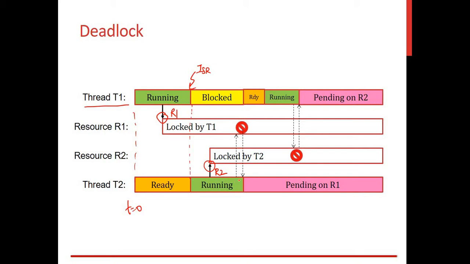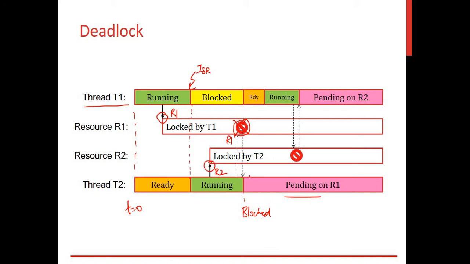Then it attempts to acquire resource R1. But since resource R1 was already taken by thread T1, it is not able to get the resource, and so it goes to a block state. Blocked or pending are interchangeable terms. So it goes to a block state, waiting for resource R1.